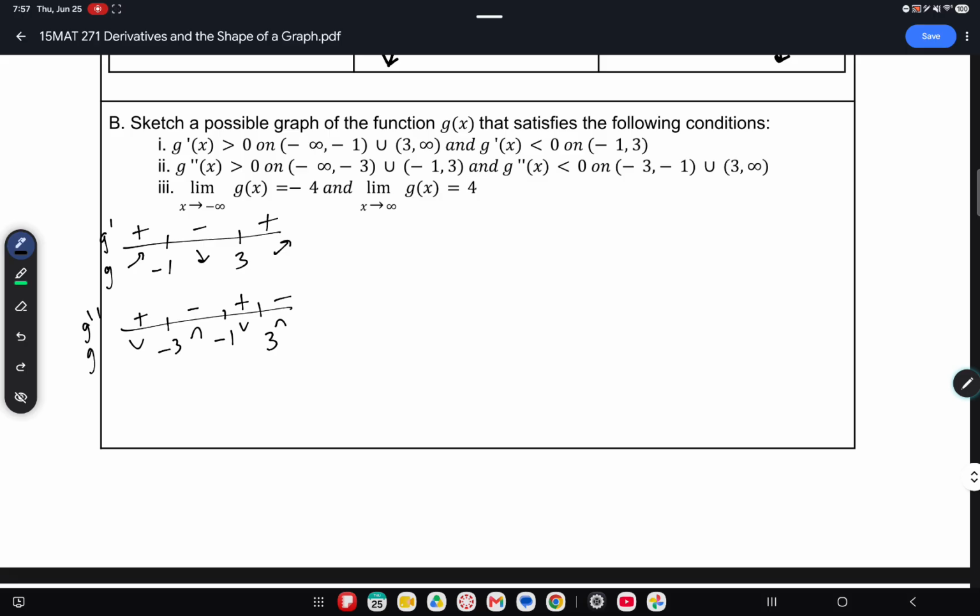The limit as x goes to -infinity for the function is -4, and the limit as we go to positive infinity is +4. So eventually, as we go to infinity, we're hitting 4: 1, 2, 3, 4. And then as we go to negative infinity, we're eventually hitting -4. I have a maximum at -1 and a minimum at 3.